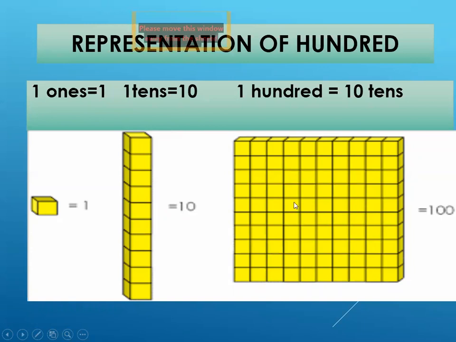And this square shows a 100 block. Here is only one square, so it means 100, and 100 means 10 tens because 100 is made with 10 columns of 10 blocks. So this is the unit block, this is the tens block, this is the 100 block.